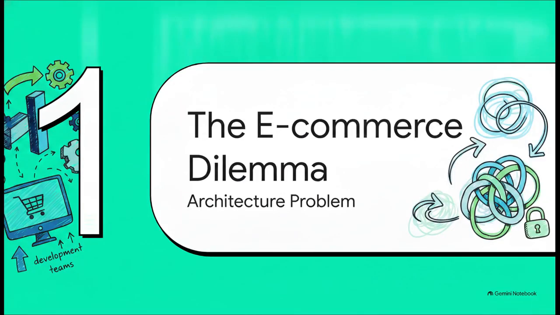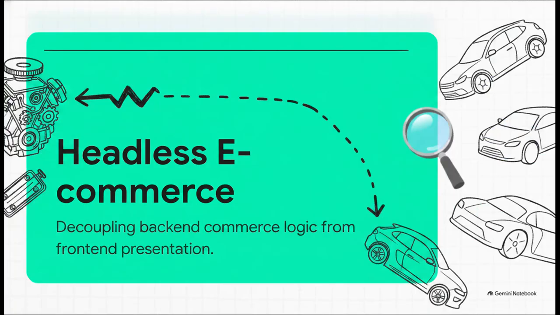This is the core problem keeping dev teams and CTOs up at night. Before we get into the technical weeds, let's define the jargon here. Headless e-commerce. What does that actually mean? Let's use a really simple automotive analogy. Think of your e-commerce platform like a car. The backend logic, your inventory, the checkout process, tax calculations, that's the engine. The front-end presentation, what your customers actually see and click on, that's the chassis and the bodywork.